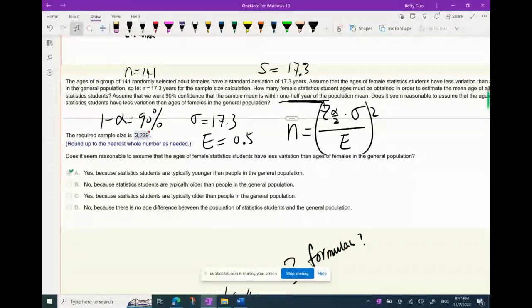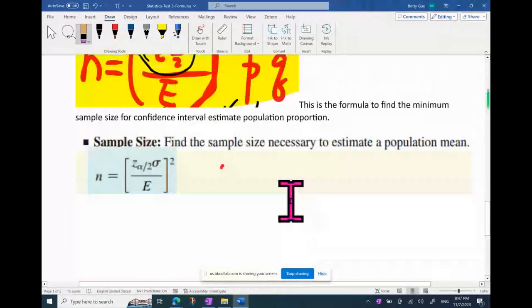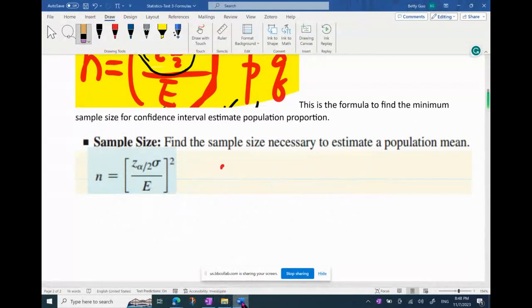Yeah, read it as you can. This is about finding the minimum sample size. Find the sample size necessary, of course, the fewer the better, right? Yeah, the minimum sample size to estimate the population mean. Yeah, this is the formula. We did one earlier.